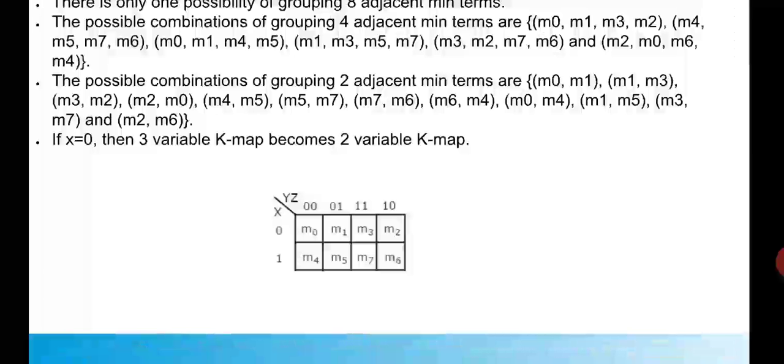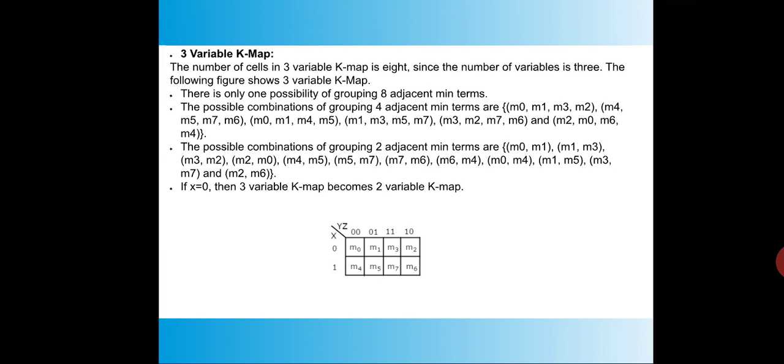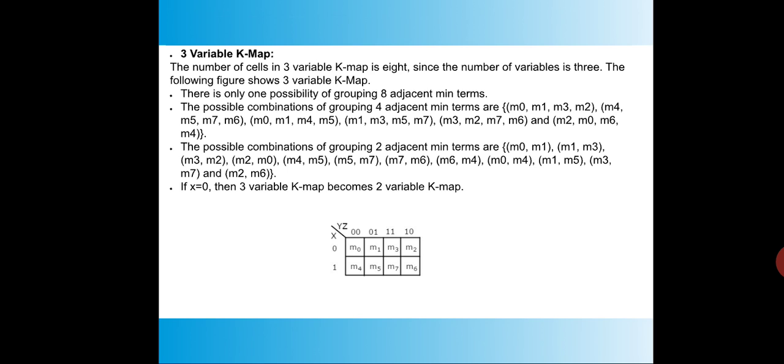The map is drawn in part B. I will move to that particular concept here. So this is the concept of the 3 variable map. Let me continue this concept after explaining this, so you will get a better idea. Now the number of cells in a 3 variable K map is 8.